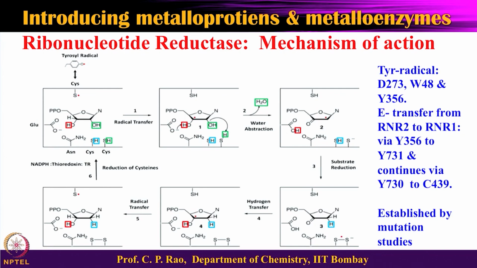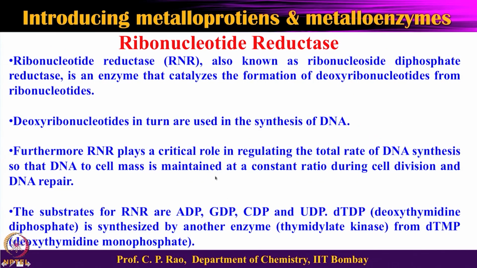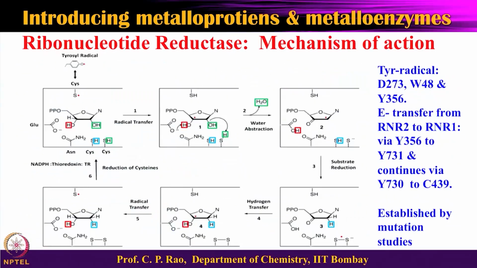The product is deoxyribonucleotide. I have shown you earlier, there are different kinds of ribonucleotides, the ADP, GDP, CDP, UDP, etc. All of these are recognized and bound by the RNR1. So, RNR2 has only one component, that is the diferric ion with the radical center, and the RNR1 has got the compartment for binding to the substrate and substrate specificity.